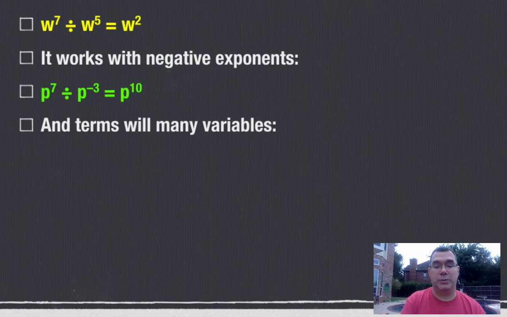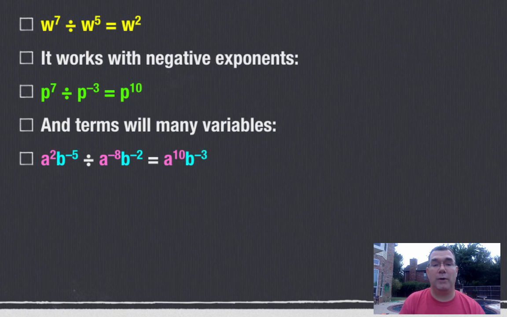It works with terms with many variables. You just have to work one variable at a time. So if I have a squared, b to the negative 5, and I'm dividing that by a to the negative 8, b to the negative 2, I'm going to look at the a's separately. So a to the 2 divided by a to the negative 8 is a to the 2 minus negative 8, and that is a to the 10. And then b to the negative 5 divided by b to the negative 2 is b to the negative 5 minus negative 2, which is b to the negative 3.